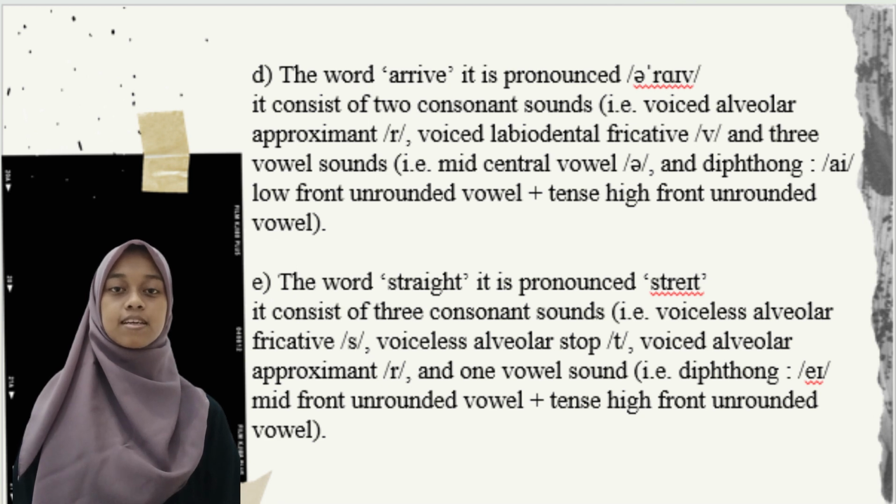E. The word straight. It is pronounced straight. It consists of three consonant sounds, namely voiceless alveolar fricative, voiceless alveolar stop, voiced alveolar approximant, and one vowel sound, namely diphthong, mid-front unrounded vowel plus tense high front unrounded vowel.